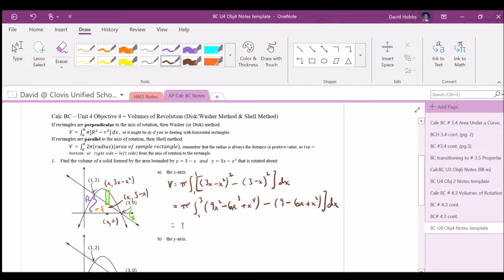And so we have pi, 1 to 3, and if we distribute the negative and combine like terms, we do have x to the 4th, we do have minus 6x to the 3rd, I do have a 9x squared minus x squared, so plus 8x squared, I do have a minus a negative 6x, so plus 6x, and I do have a minus 9 with respect to x.